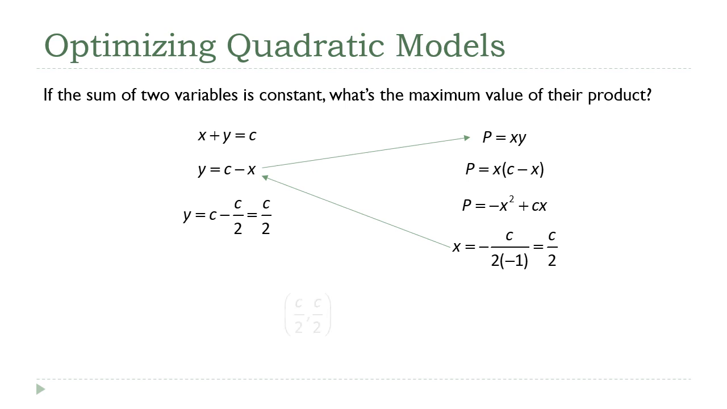So just to summarize this. The maximum value occurs when x and y are both c over 2, and that maximum product is c over 2 times c over 2, which is c squared over 4.